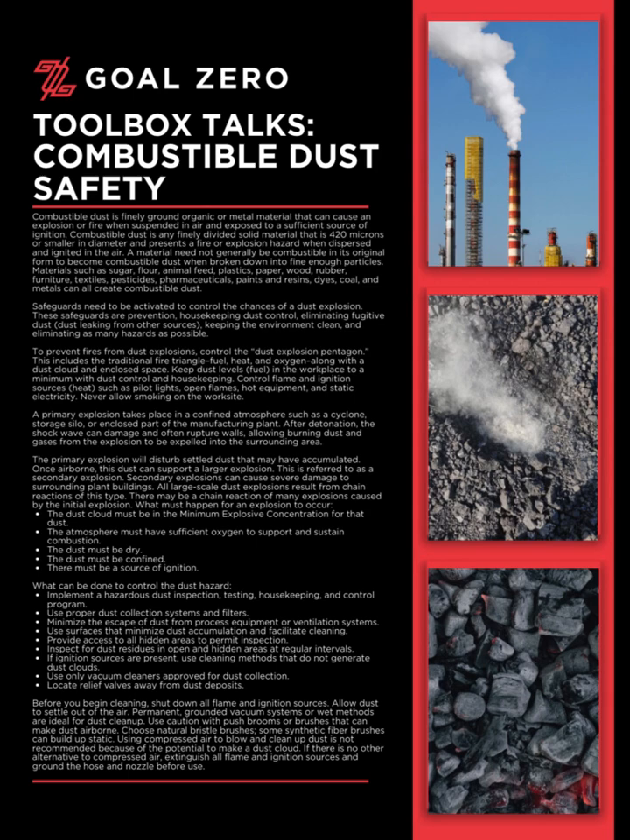Safeguards need to be activated to control the chances of a dust explosion. These safeguards are prevention, housekeeping, dust control, eliminating fugitive dust, dust leaking from other sources, keeping the environment clean, and eliminating as many hazards as possible. To prevent fires from dust explosions, control the dust explosion pentagon. This includes the traditional fire triangle: fuel, heat, and oxygen, along with a dust cloud and enclosed space.